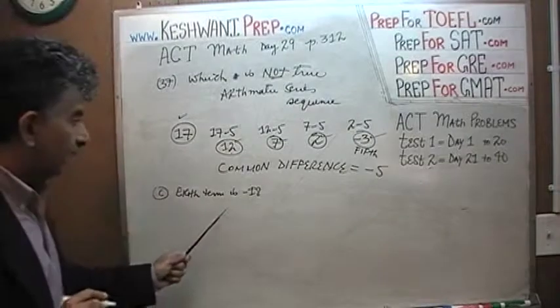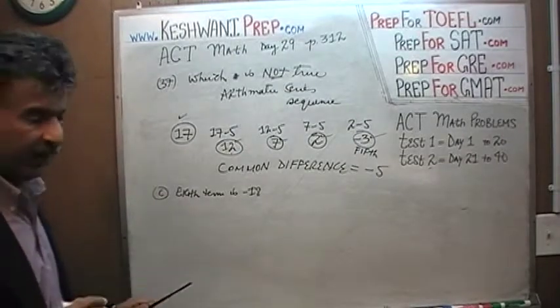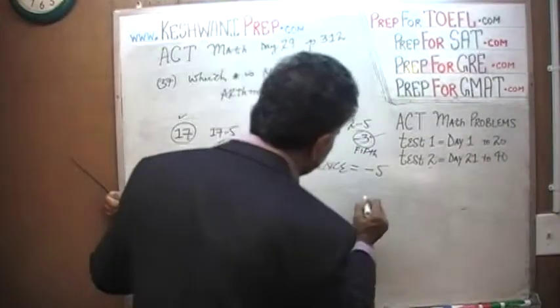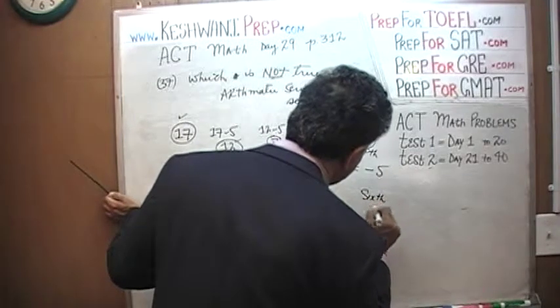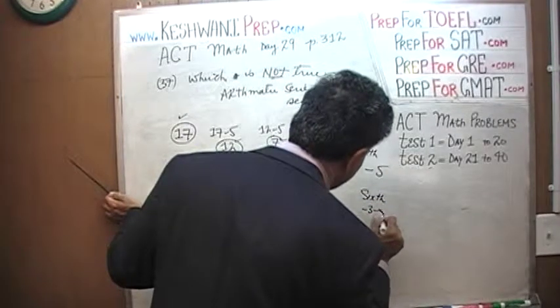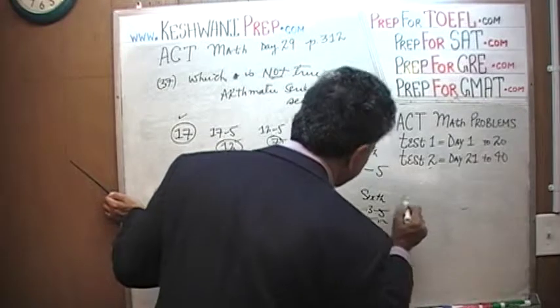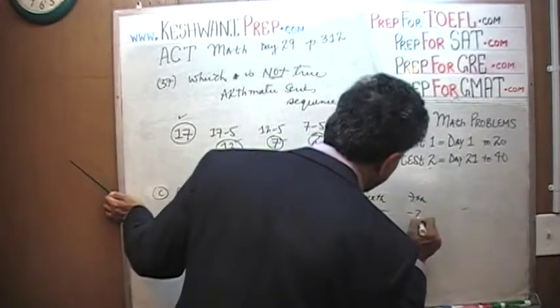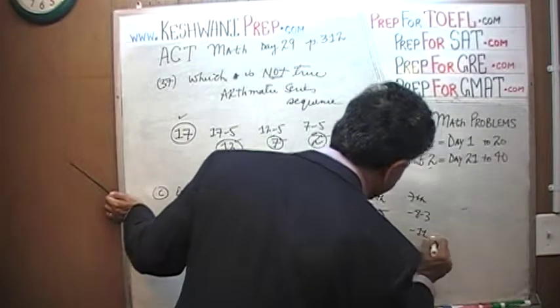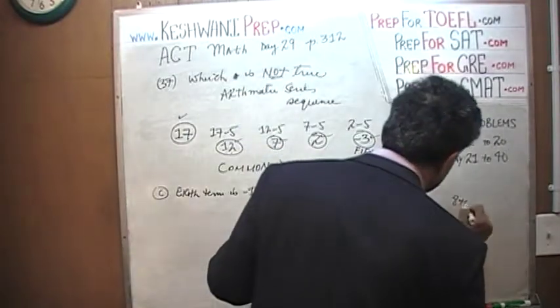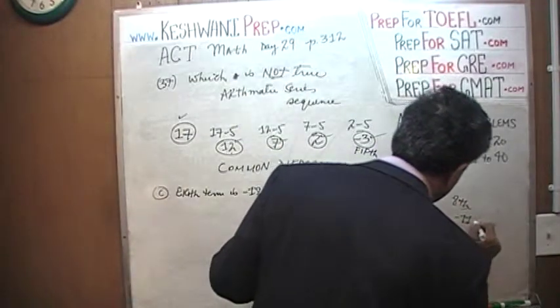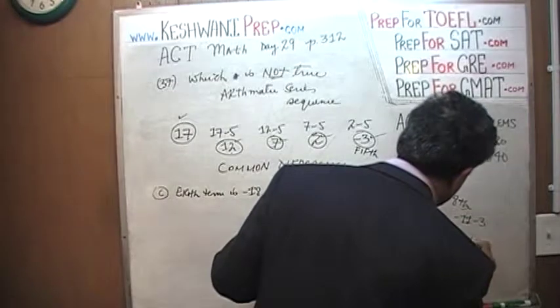Let's continue. 8th term is negative 18. As you can see, it's taking time. The 5th term is negative 3. So the 6th is going to be negative 3 minus 5, which is going to give us negative 8. The 7th one is going to be negative 8 minus 3, which is negative 11. And the 8th term is going to be negative 11 minus 3, which is negative 14.